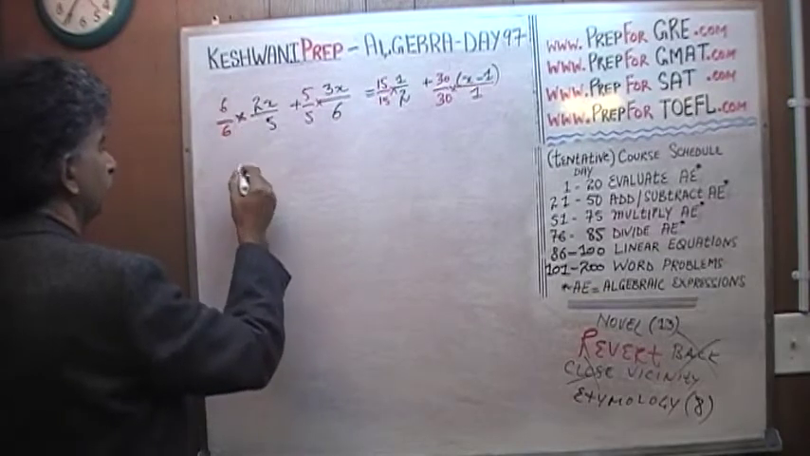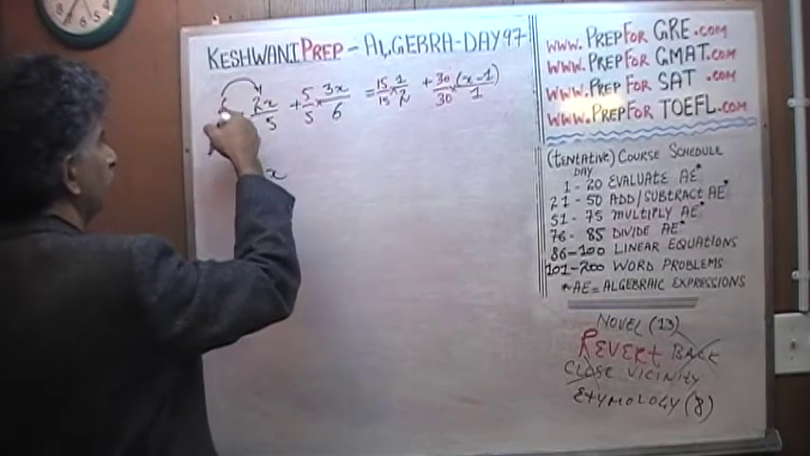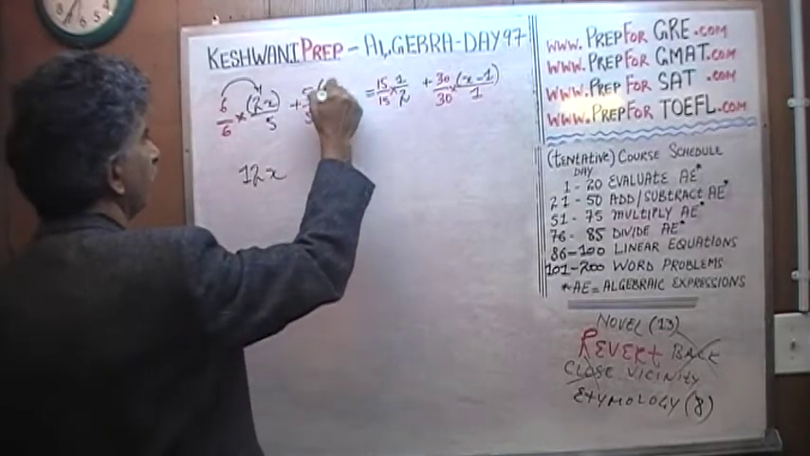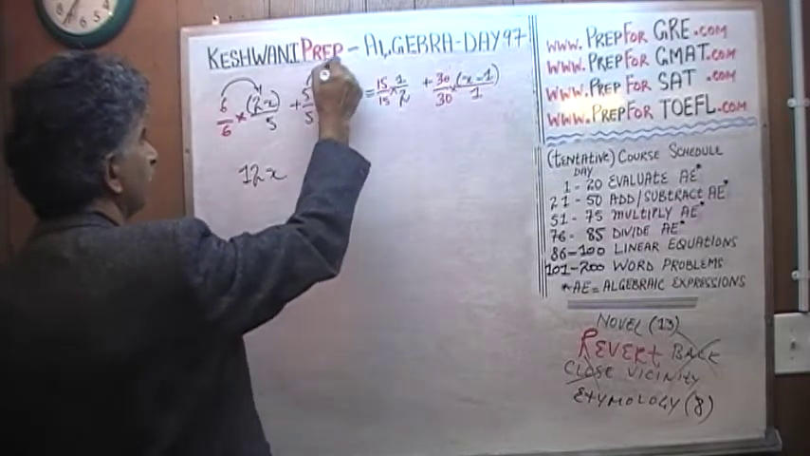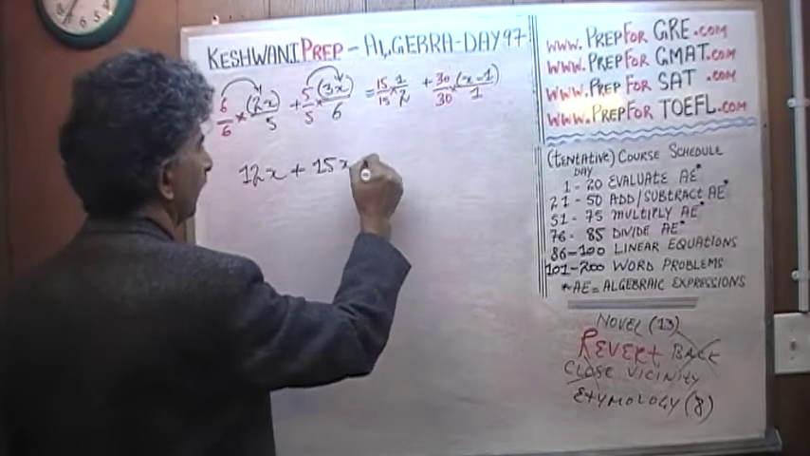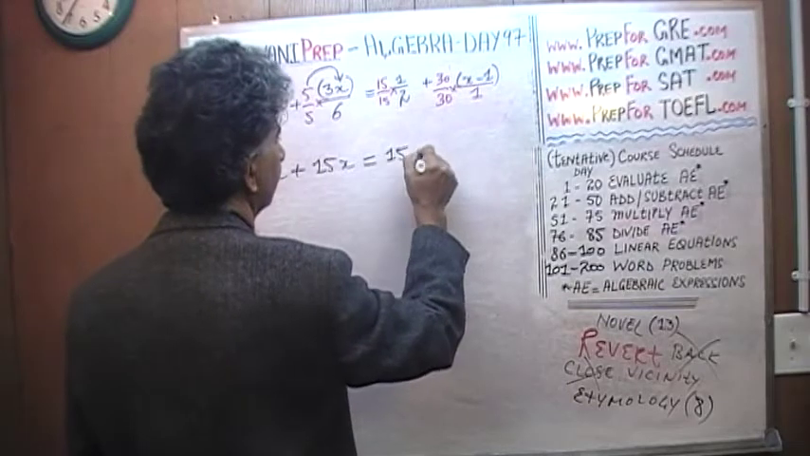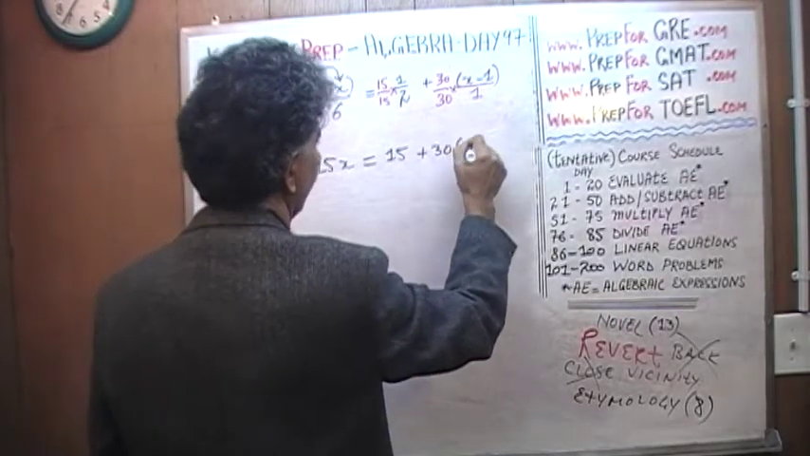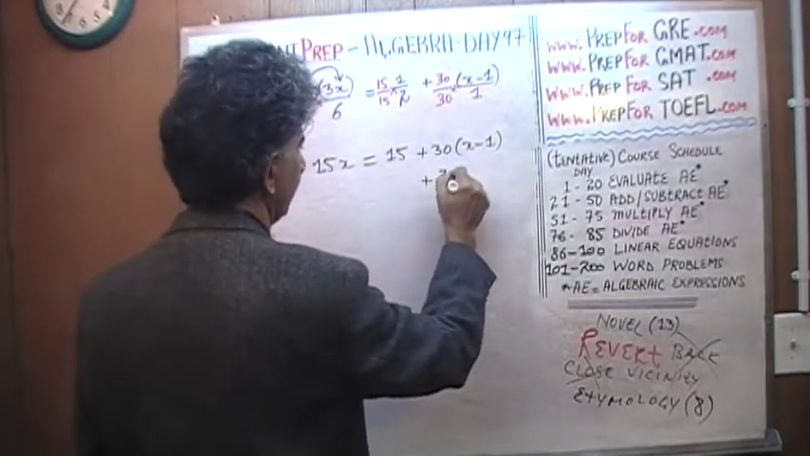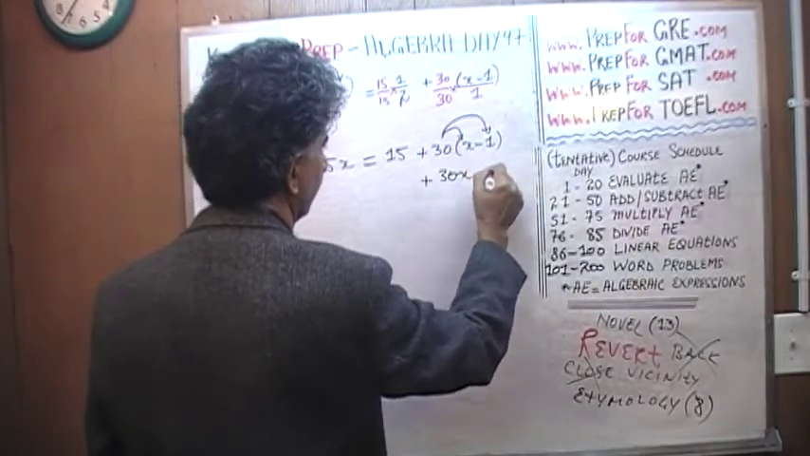So 2 times 6 is 12x. 6 times 2x is 12x. Then we have 5 times 3x, which is 15x. We are told that equals 15 times 1, which is 15, plus 30 times x minus 1. Let's open this parenthesis. We get 30 times x is 30x, and 30 times negative 1 is negative 30.